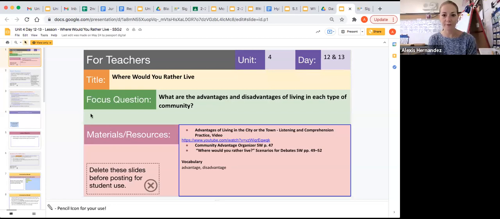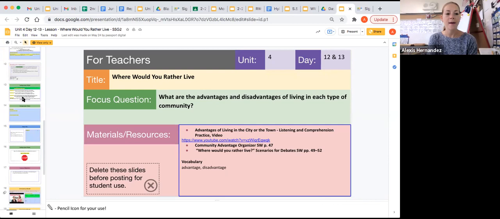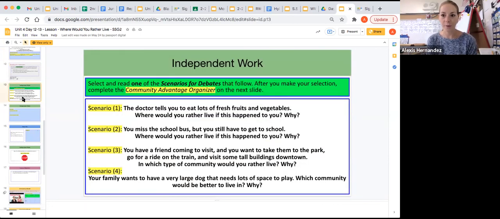Now, in Unit 4, Day 12, students are studying the different types of communities and the advantages and disadvantages of living in those different communities. And after the lesson, they have some independent work to do on their own. They are presented with 4 different scenarios, and they have to answer the question of what community they would rather live in if this scenario happened to them, and why.